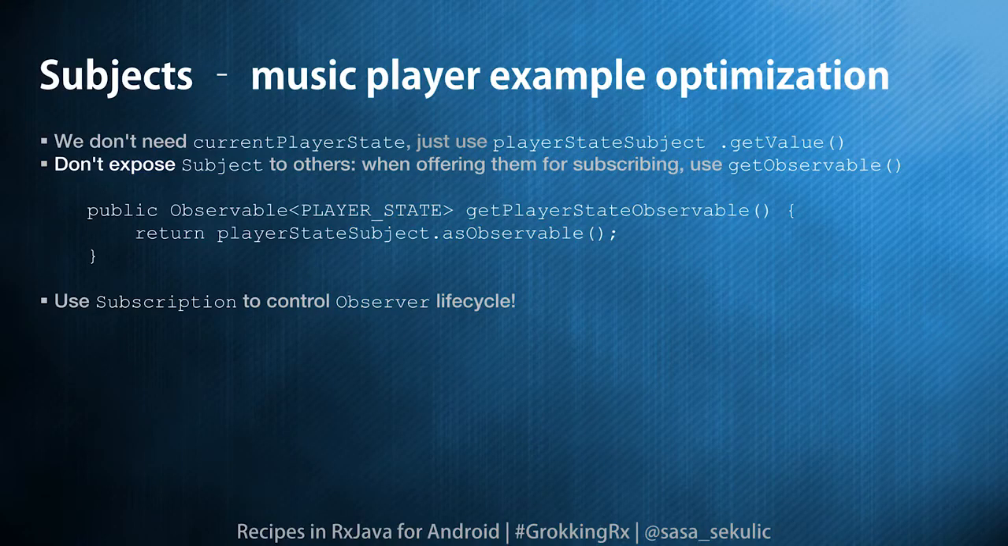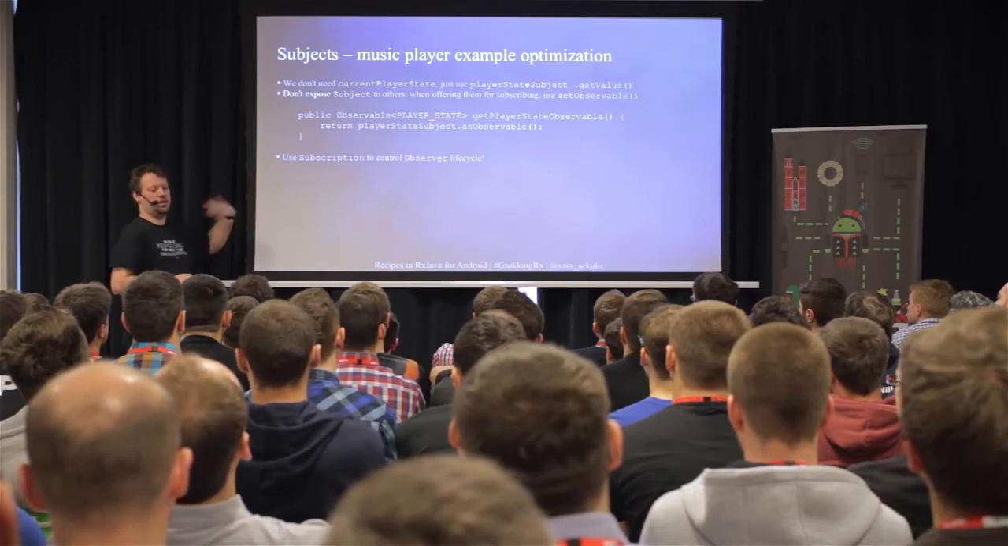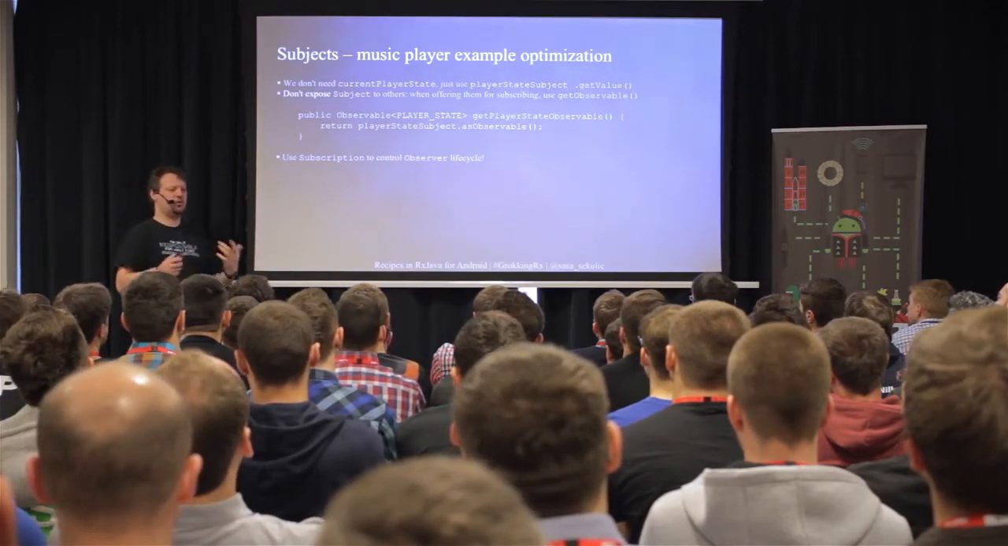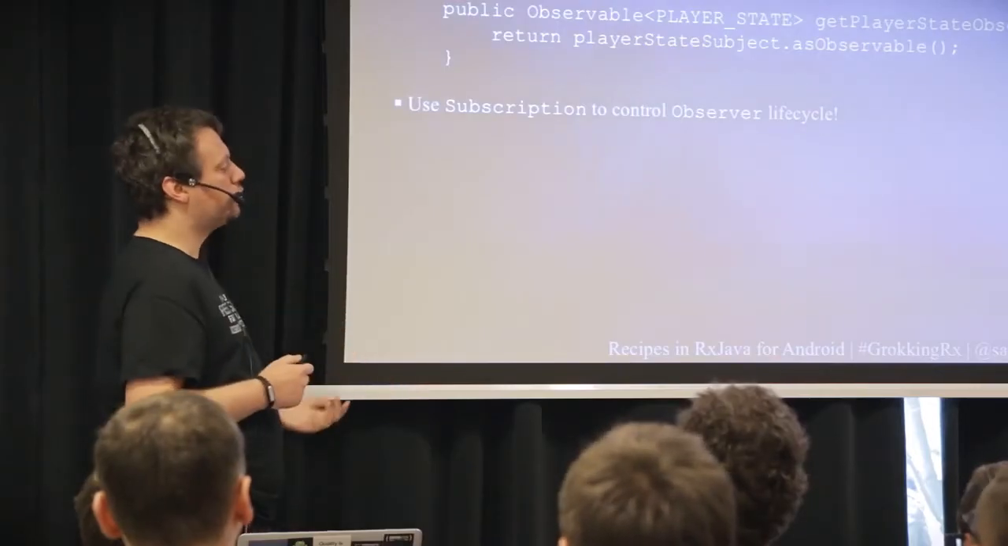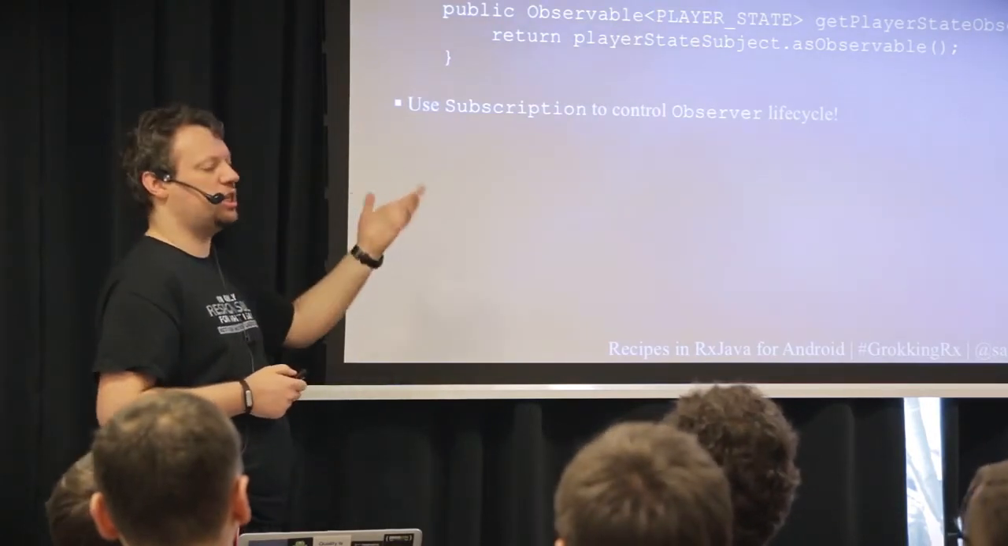So how can we simply optimize this small example? Well, we don't actually need to save the current player state in a separate variable, because you have to think about synchronizing different values. You can just get a value from any observable or subject by calling getValue.